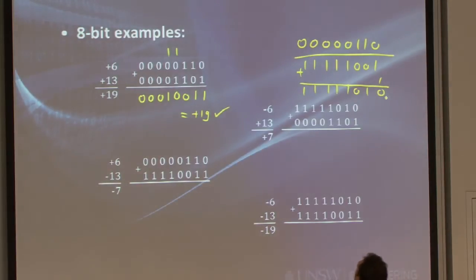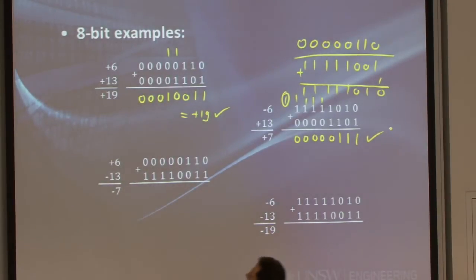So minus 6 plus 13, I'll just add them together. 0 plus 1, 1, 1, 1, 0 carry 1, 0 carry 1, 0 carry 1, 0 carry 1, 0 carry 1, and I do discard this carry out for now. And hopefully you can see this is plus 7 as expected in decimal.